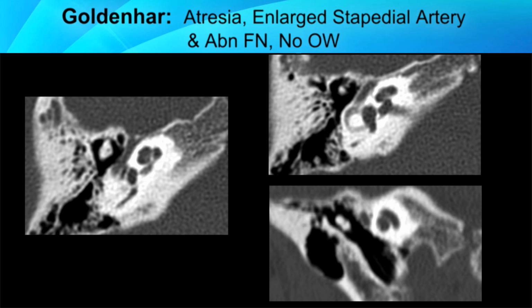This slide is from a patient with Goldenhar syndrome. There is external auditory canal atresia, a massively enlarged stapedial artery, and an anomalous facial nerve. The oval window niche is absent.